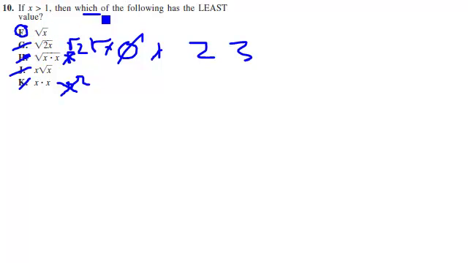Now, I forgot to do my underlining there to make sure I'm answering the right question. Least value. This is a key thing here though, x greater than 1, because if x was less than 1, then multiplying x times square root of x would actually make the quantity smaller. So this was a key piece of information that I should have underlined at first.